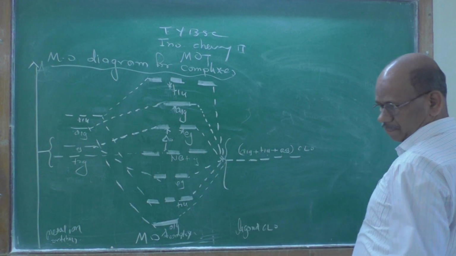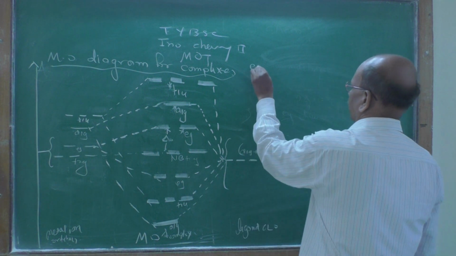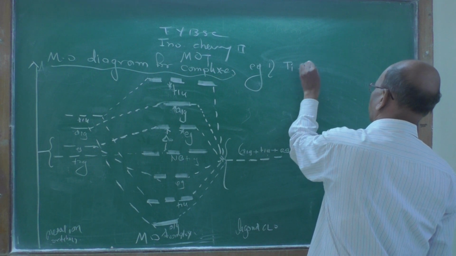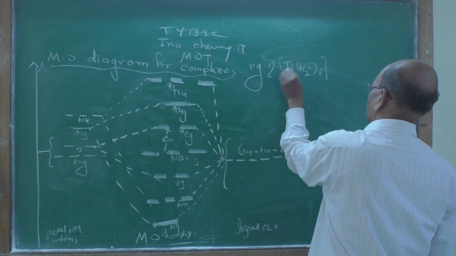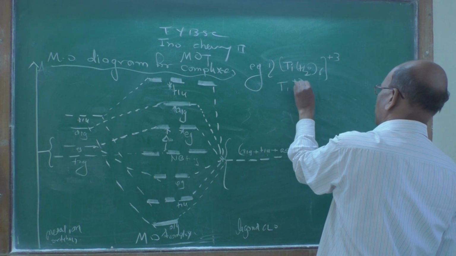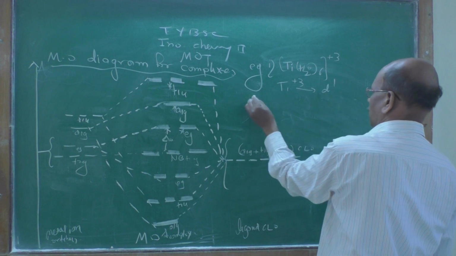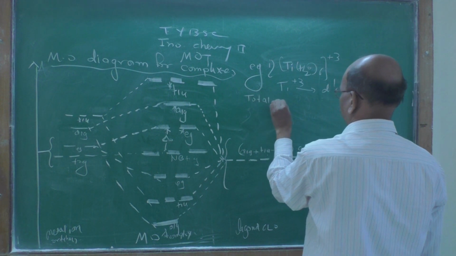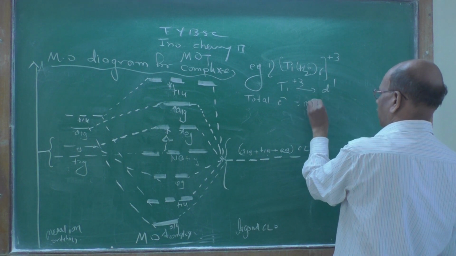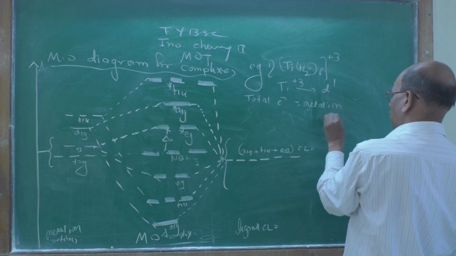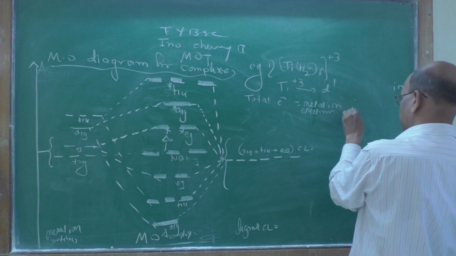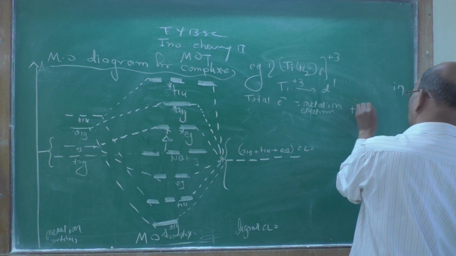For example, first example, [Ti(H2O)6]3+. So Ti3+ is d1. The total electrons equal the metal ion electron plus the electrons of the ligand.